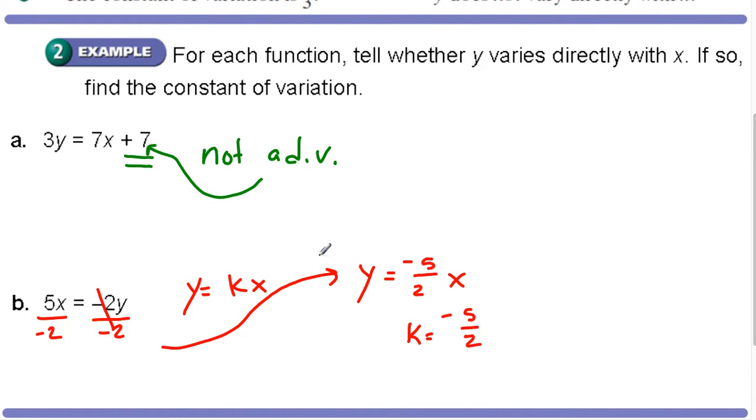Okay, so these are the two components of the answer that we've been asked for. We have the equation, and we know that it varies directly, and then we also have the constant of variation.